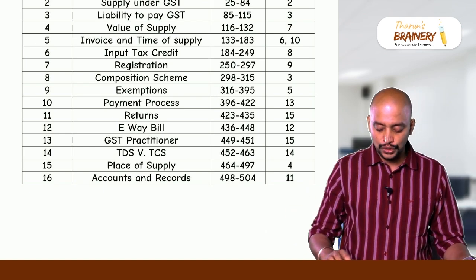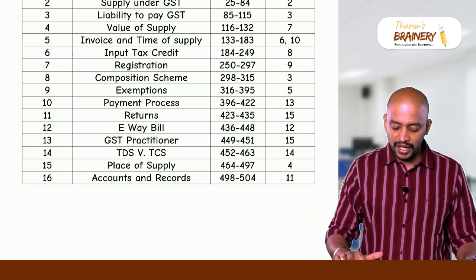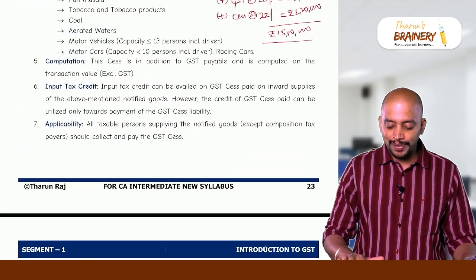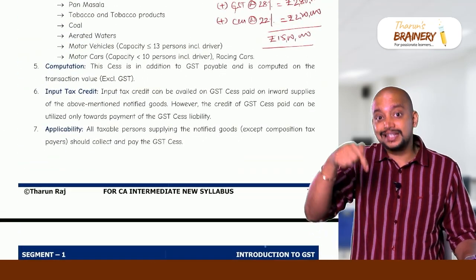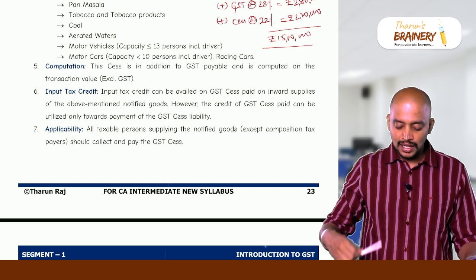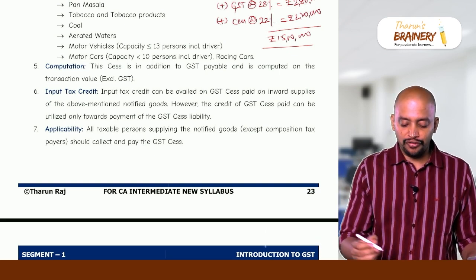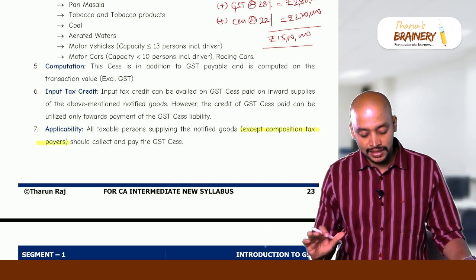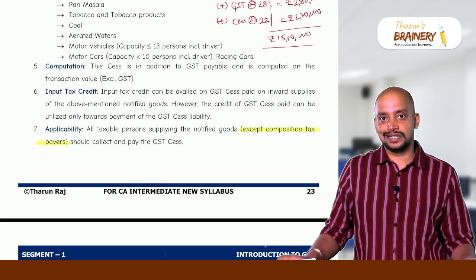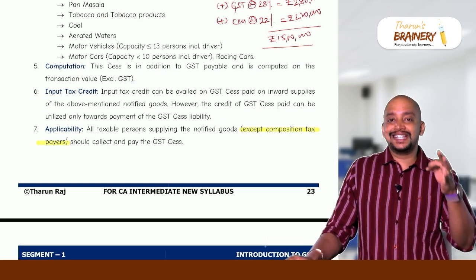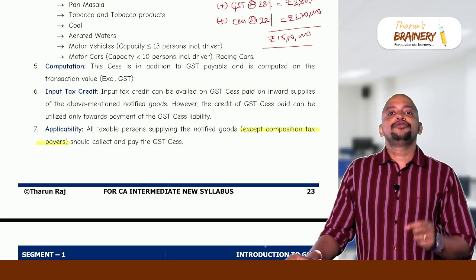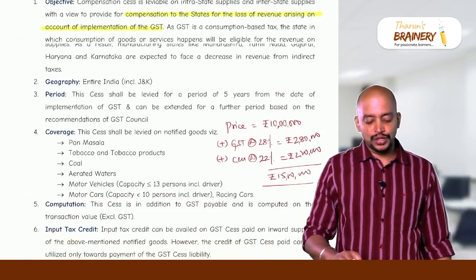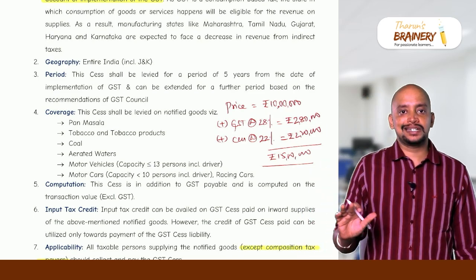So what is it that we need to know? A person who is opting for the composition scheme is not required to pay this compensation cess. All persons supplying notified goods except composition taxpayers should collect and pay this GST cess. So GST compensation cess is not applicable for a person who is opting for the composition scheme. Okay, so these are the points that you need to remember with respect to compensation cess.